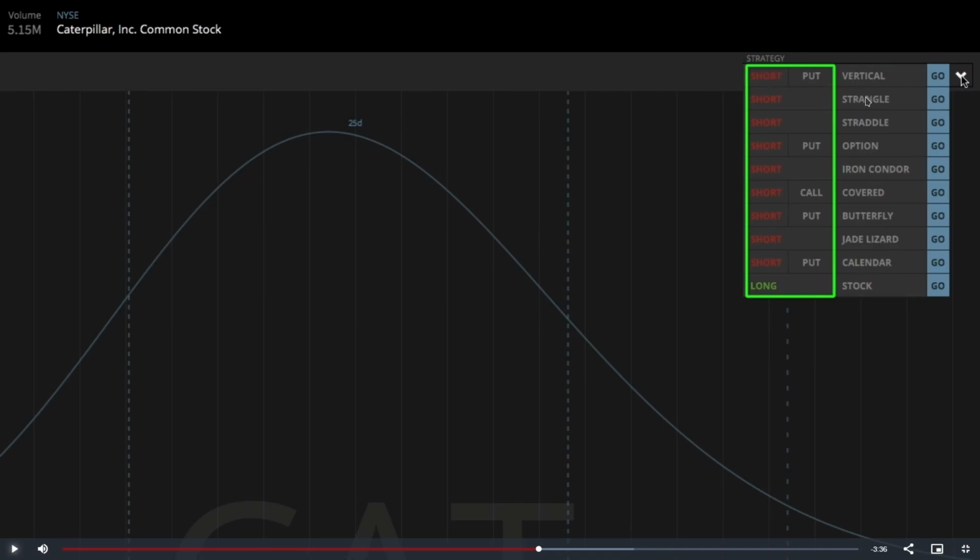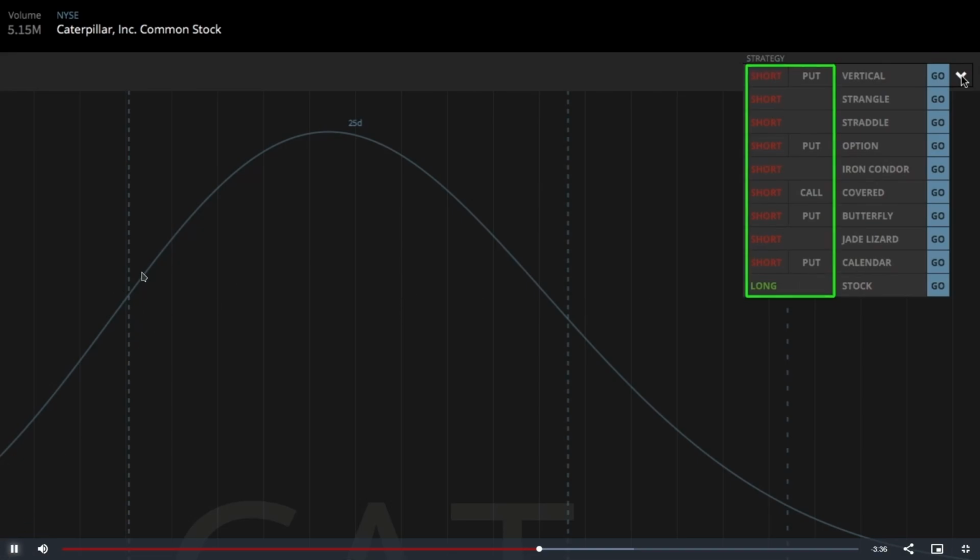Well, short put vertical, short put strangle, short put straddle, short put option, short put iron condor, short call covered, short put butterfly, short put jade lizard, short put calendar, long stock.